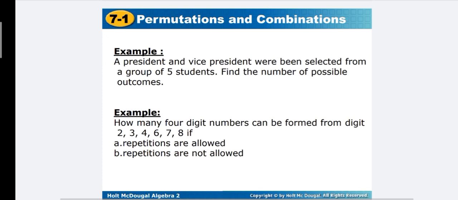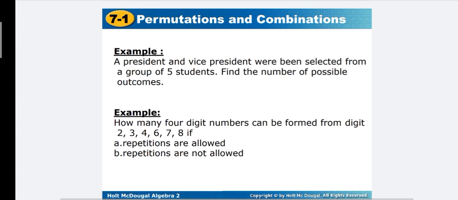The next example, how many 4-digit numbers can be formed from digit 2, 3, 4, 6, 7, 8. So altogether we have 6 digit. Okay, so kita nak form the 4-digit number. So akan ada 4 tempat kosong. Kita nak pilih daripada 6 digit number.